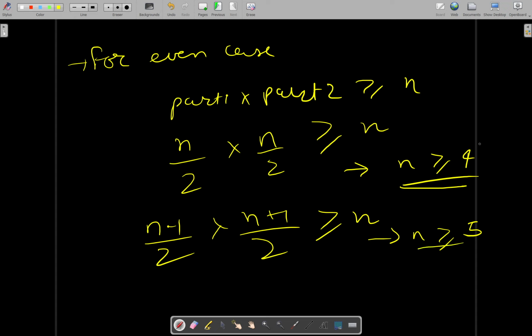So whenever your n will be equal to or greater than 4, you can divide it into two parts. So this will be your observation: whenever your n is greater than or equal to 4, then it can be divided into two parts.